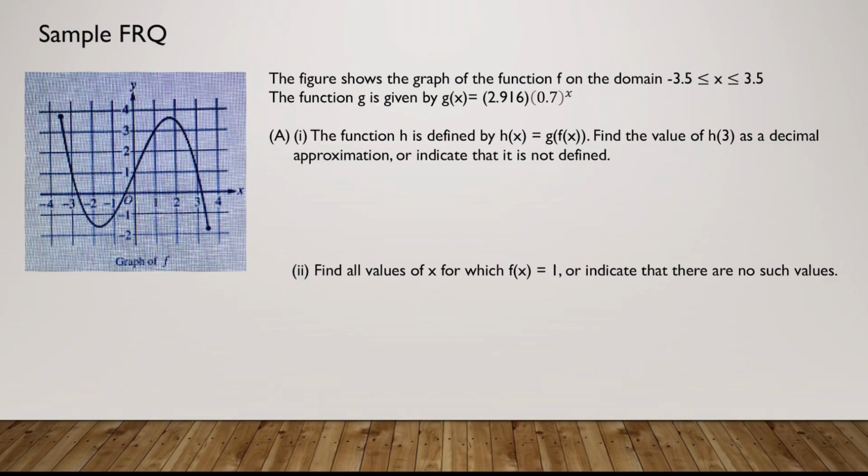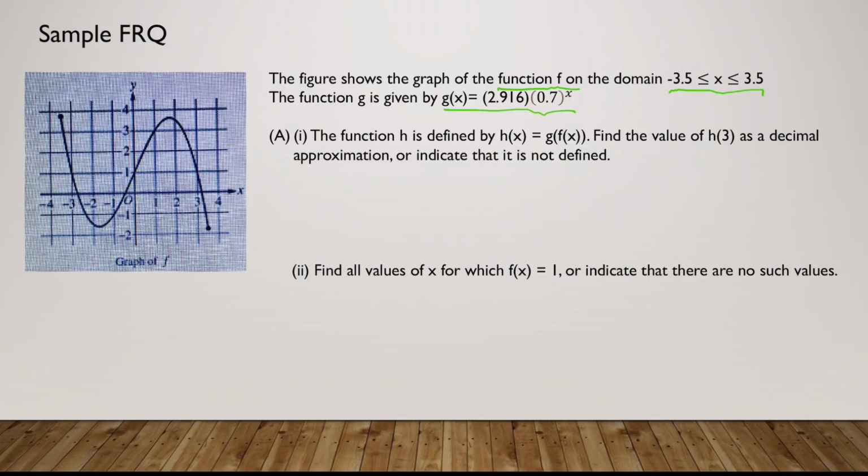Now, this is how your sample FRQ might look like. You'll either have a graph or a table with particular inputs and their corresponding outputs. Over here, we have a function f on the domain negative 3.5 to 3.5, and we have another function g of x, which is 2.916 times 0.7 to the power x. And remember, you have the graphing calculator in this part.